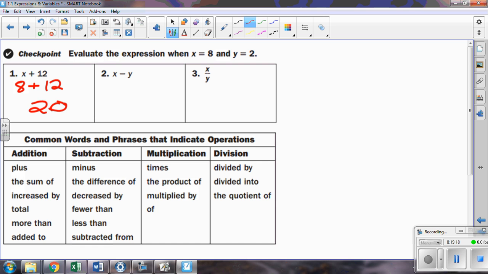Let's read the next one. What have you got for the next one, Justin? Okay, x minus y. And when we plug those numbers in, x minus y becomes 8 minus 2 equals 6. Done. What about the next one? Okay, we've got division there. x divided by y. So 8 divided by 2 gives us 4. And we're done.